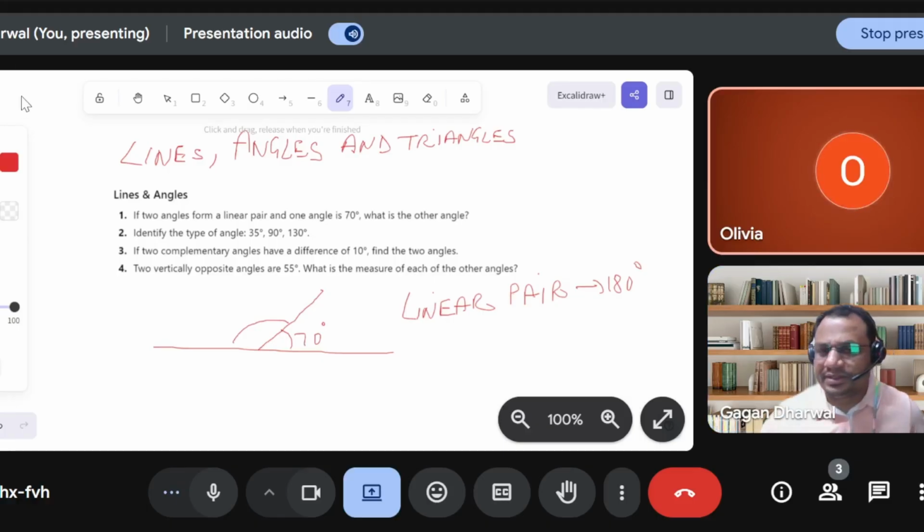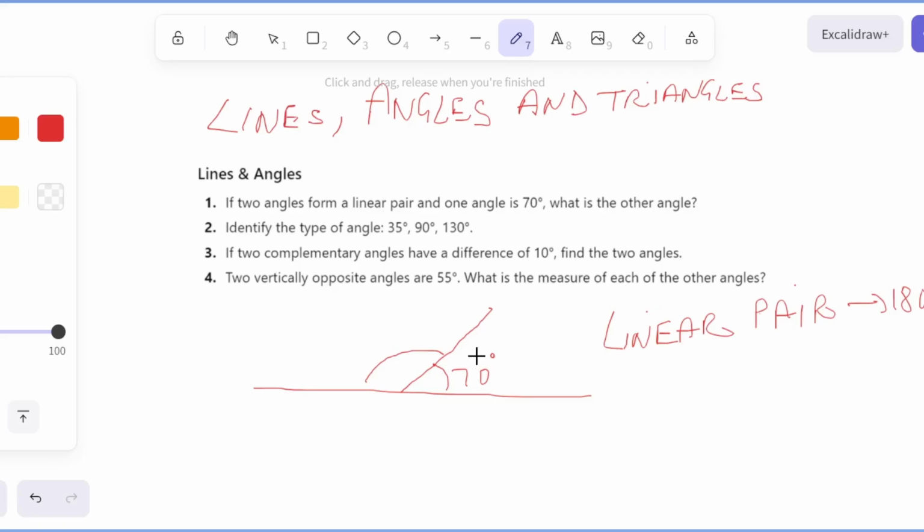So if one is 70, the other will be, you have to subtract it from 180, and that is 110. So what is the answer of the first one? 110 degrees, right? Okay.